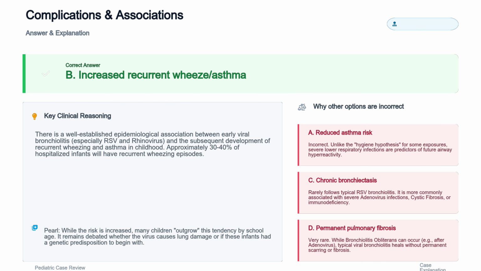The correct answer is B, increased recurrent wheeze and asthma. Bronchiolitis, particularly caused by respiratory syncytial virus, can be followed by recurrent wheezing episodes and higher risk of childhood asthma. Most children recover fully without long-term complications. Bronchiectasis and permanent fibrosis are uncommon without other underlying conditions.